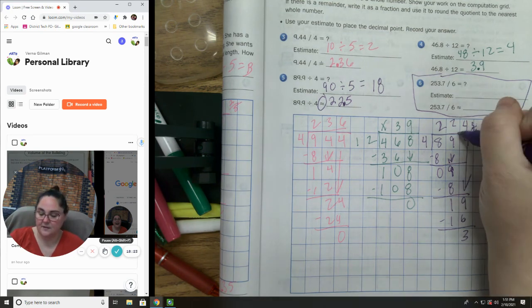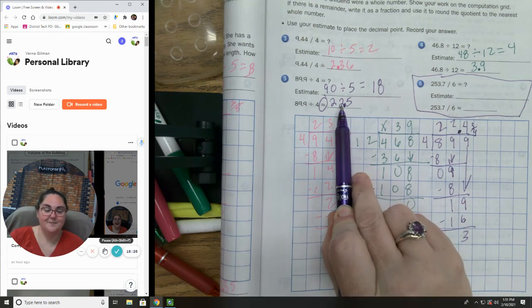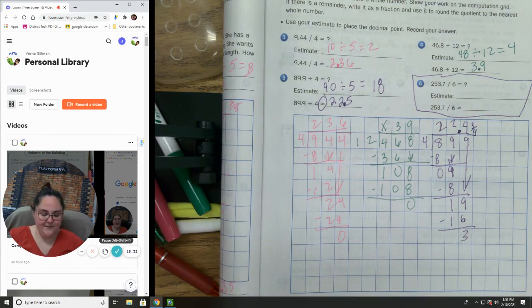It's really close to it. This number right here is really close to this number here. Okay? All right. That is going to be your lesson for the day in Edpuzzle.